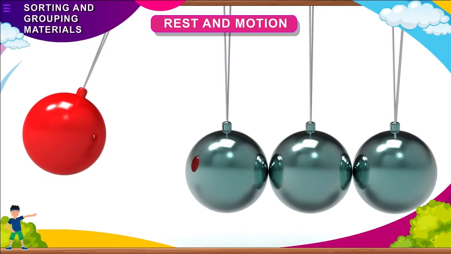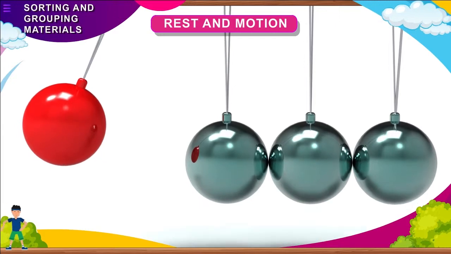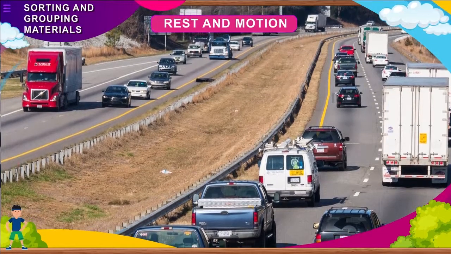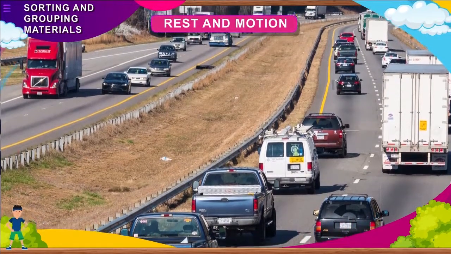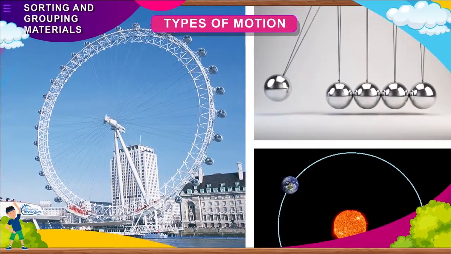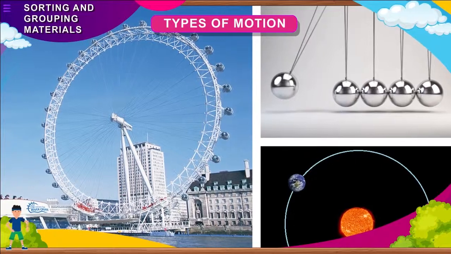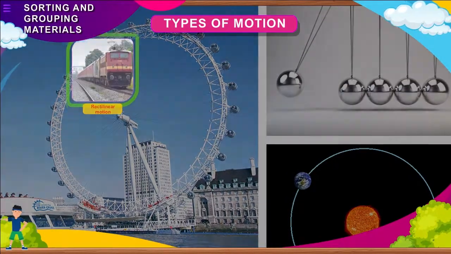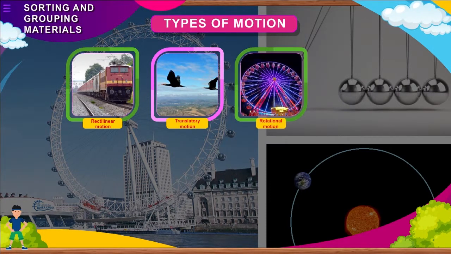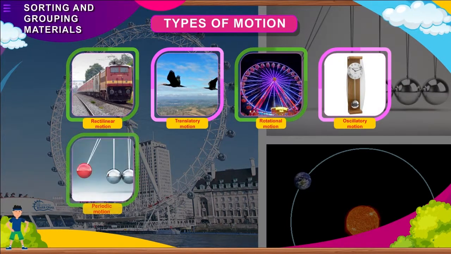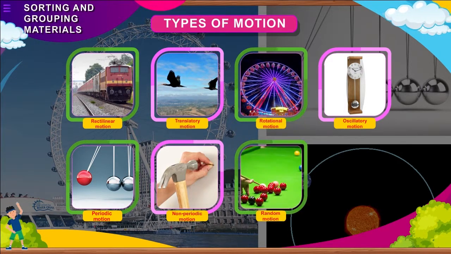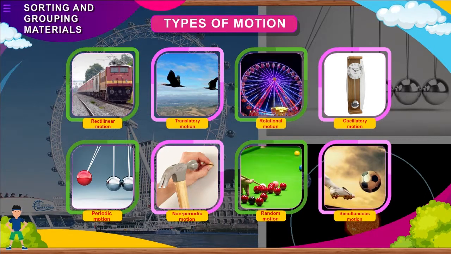Motion may be uniform or non-uniform. Motion is said to be uniform if equal distance is covered in equal intervals of time. If an object covers unequal distances in equal intervals of time, the motion is said to be non-uniform. Types of motion. Motion can be classified into various types as given here. Rectilinear motion, translatory motion, rotational motion, oscillatory motion, periodic motion, non-periodic motion, random motion, simultaneous motion.